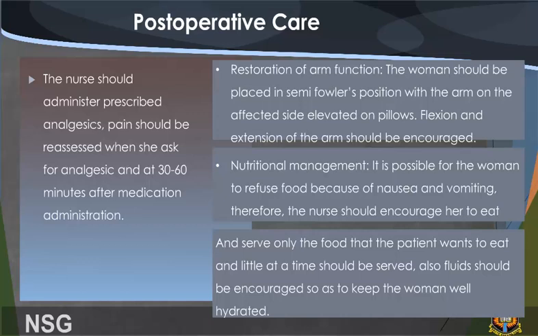Restoration of arm function. The woman should be placed in semi-Fowler's position with the arm on the affected side elevated on pillows. Flexion and extension of the arm should be encouraged. Nutritional management. It is possible for the woman to refuse food because of nausea and vomiting. Therefore, the nurse should encourage her to eat and serve only the food that the patient wants to eat, and little at a time should be served. Also, fluids should be encouraged so as to keep the woman well hydrated.